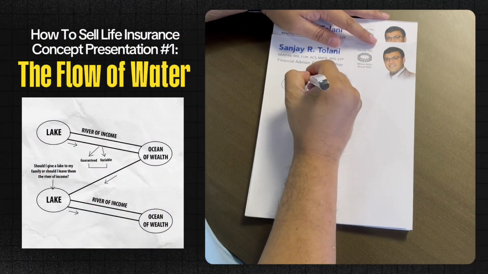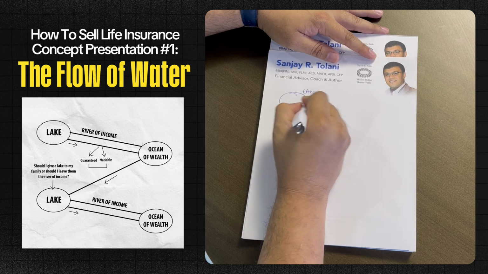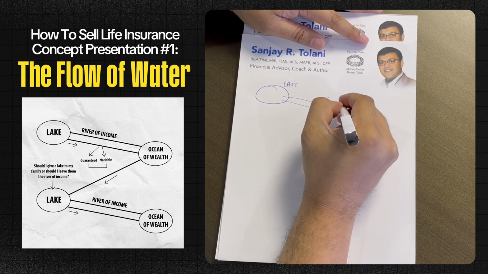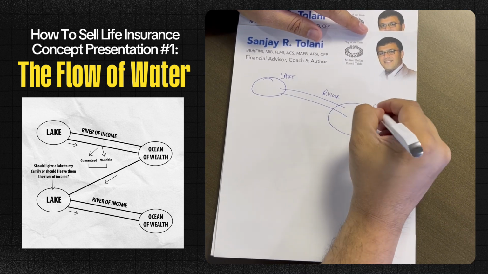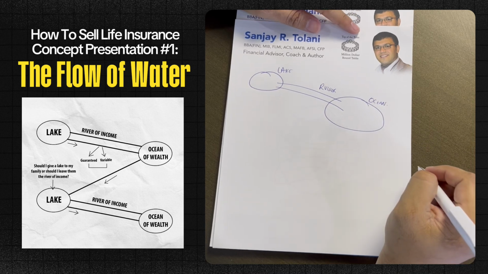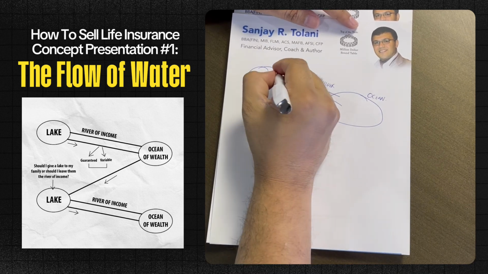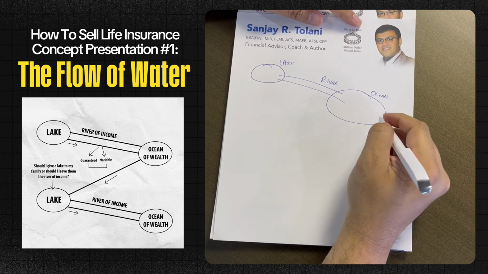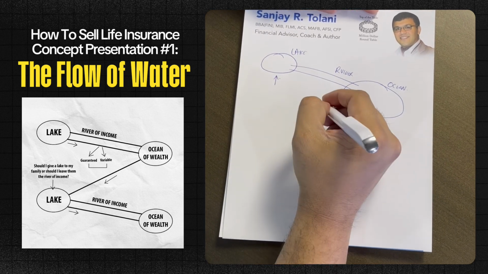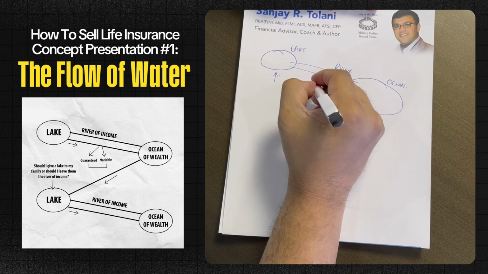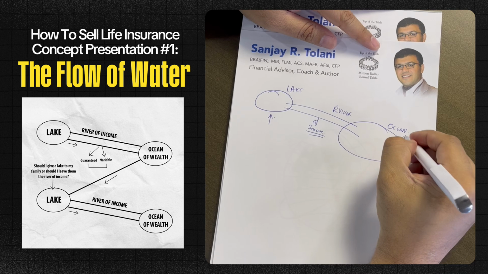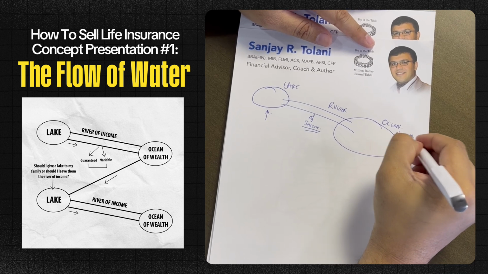Imagine there is a lake on top of a mountain. This lake becomes a river, and this river goes and joins into the ocean. That's how the flow of water works, where the lake becomes a river and that becomes part of the ocean. Now, imagine you are the lake and you have a river of income. This river of income becomes the ocean of wealth for the next generation.